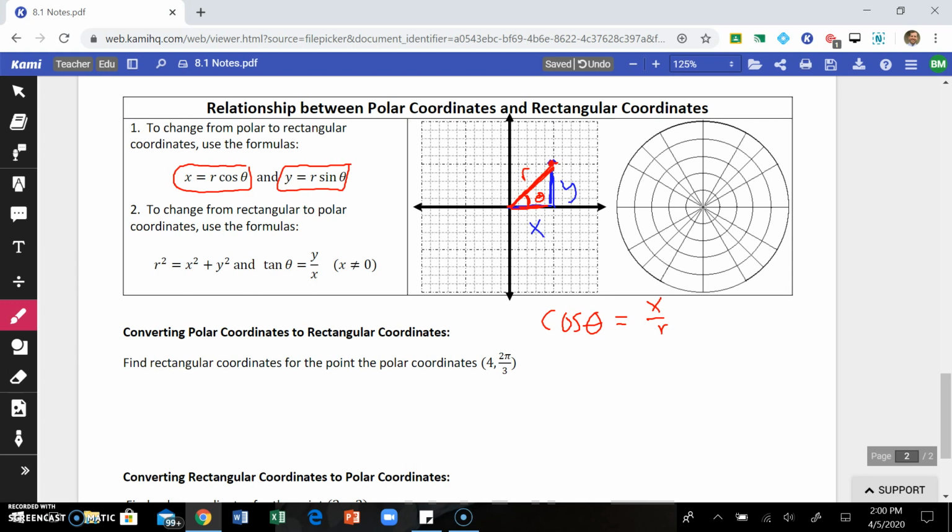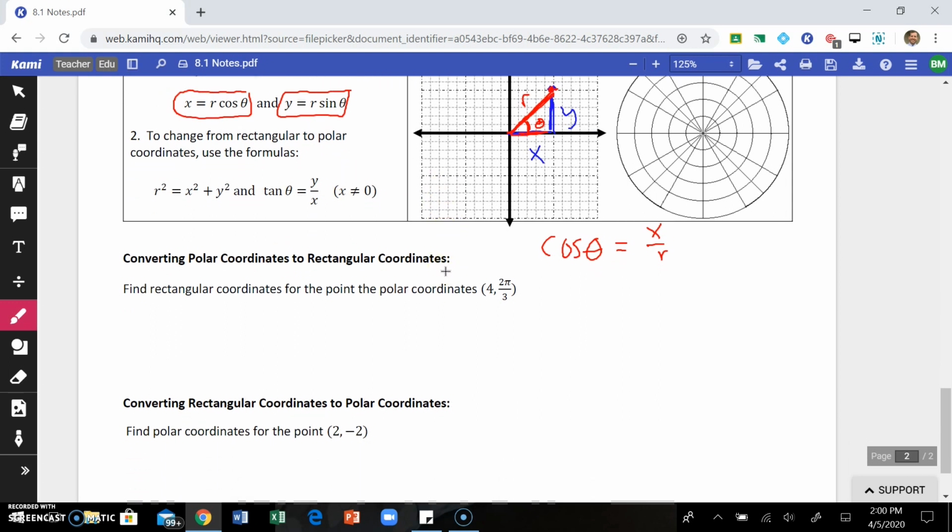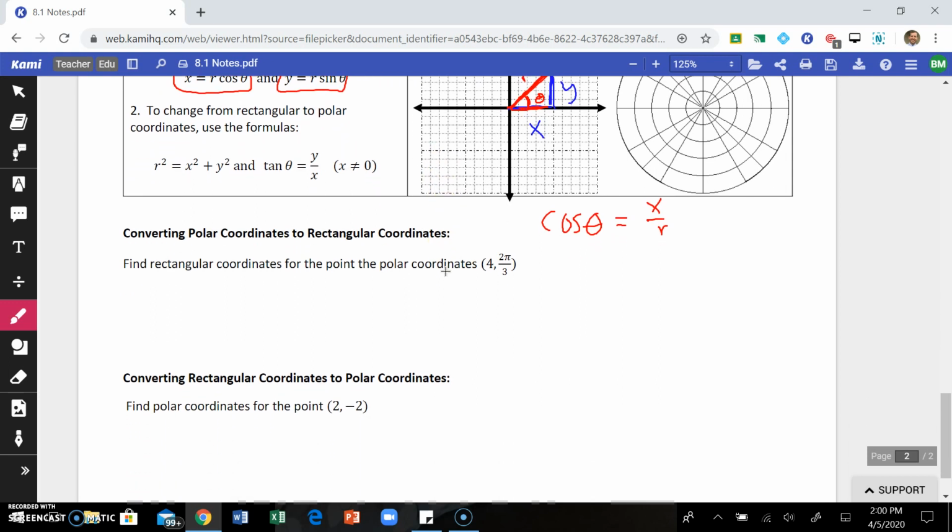Again, if I start with x and y now, these should make sense using what you know about right triangles. This should look very familiar. This is just the Pythagorean theorem, right? If I have x and y, those are my side lengths of a right triangle. To find r, I just use the Pythagorean theorem: r squared equals x squared plus y squared. And then the tangent of theta is opposite over adjacent, so y over x, and that would give me this.